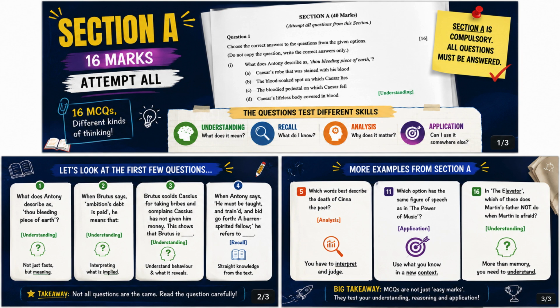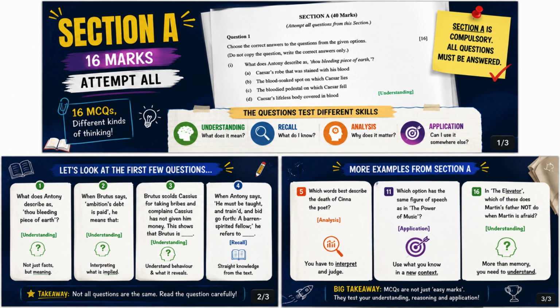But look carefully at how these questions are framed. The paper doesn't simply ask you to remember facts. For example, 1 question asks what Antony means by, "Thou bleeding piece of earth." That's marked understanding. Another asks what Brutus means by, "Ambition's debt is paid." Again, understanding. Then there is a question asking what Brutus's behavior towards Cassius shows about him. The skill given there is again understanding. But then you also have questions marked recall, analysis, and application.